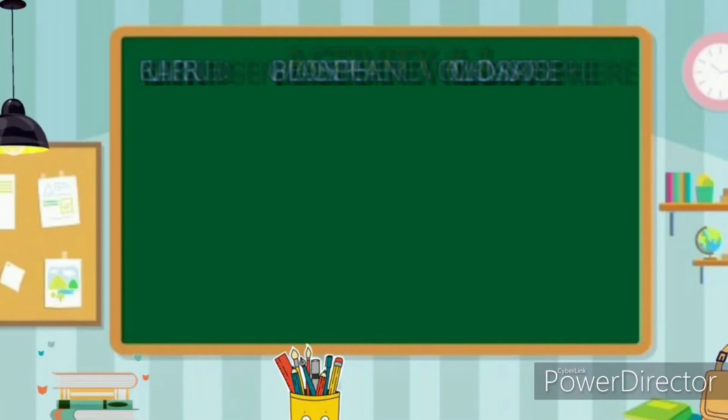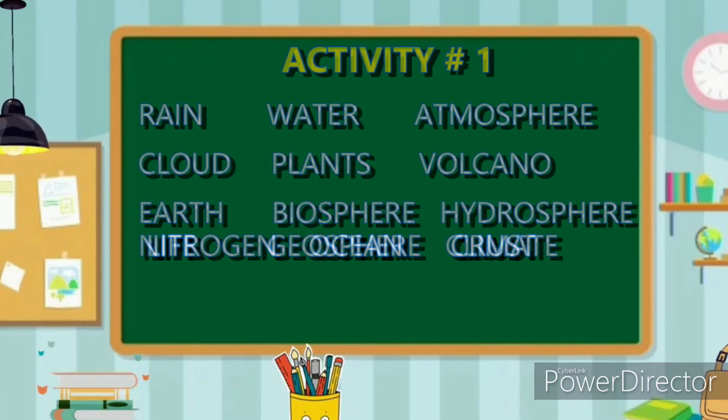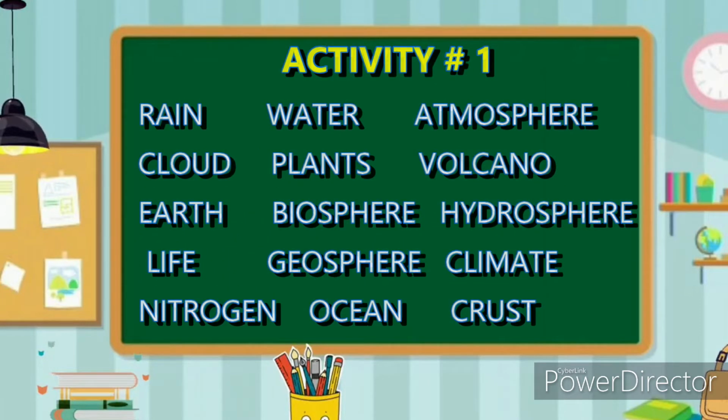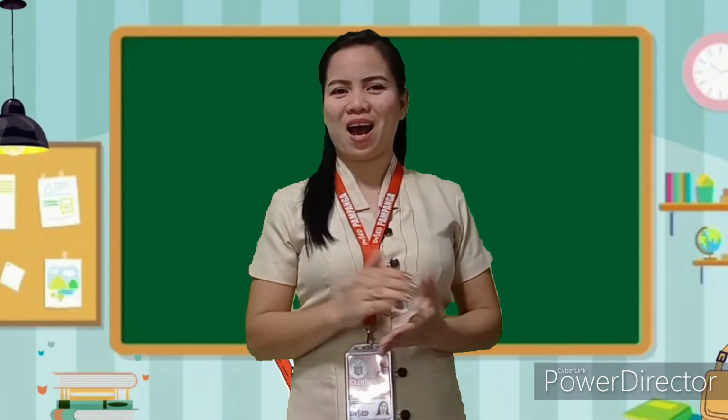Let us answer your activity. If you encircle rain, water, atmosphere, clouds, plants, volcano, earth, biosphere, hydrosphere, life, geosphere, climate, nitrogen, ocean, crust, you are right. These words significantly give us an idea about the composition of the planet Earth.